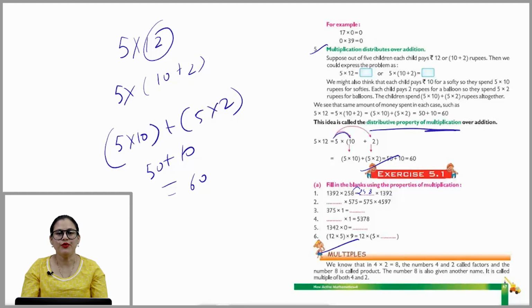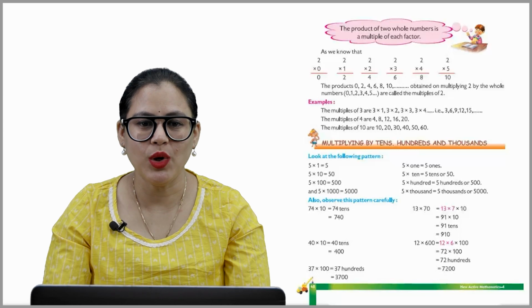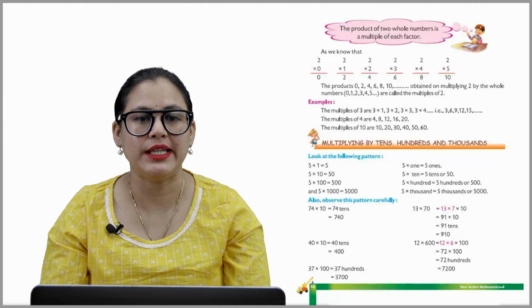We know that in 4 into 2 is equal to 8, the numbers 4 and 2 are called factors, and the number 8 is called the product. The number 8 is also given another name. It is called a multiple of both 4 and 2. The product of two whole numbers is a multiple of each factor.